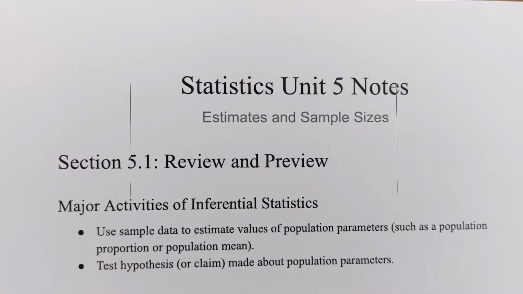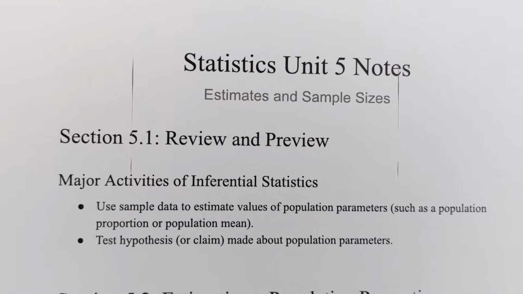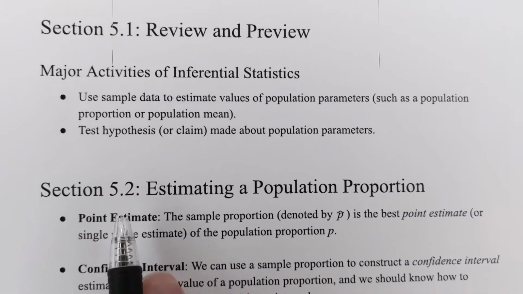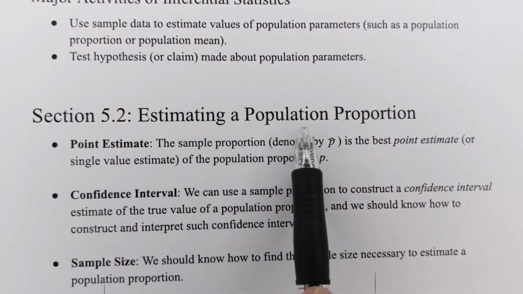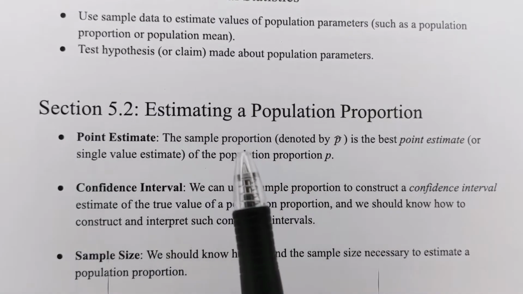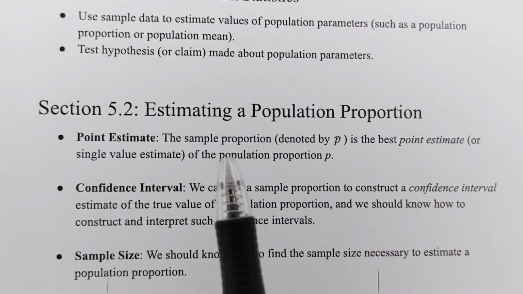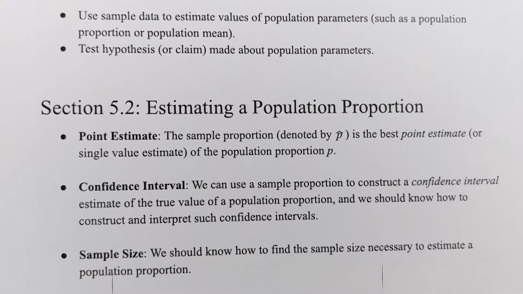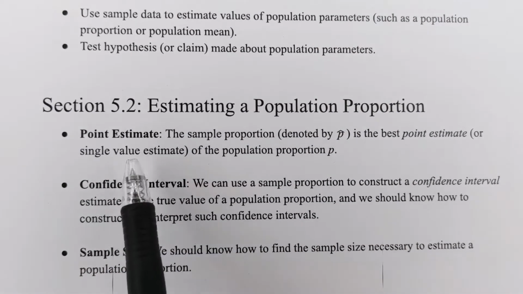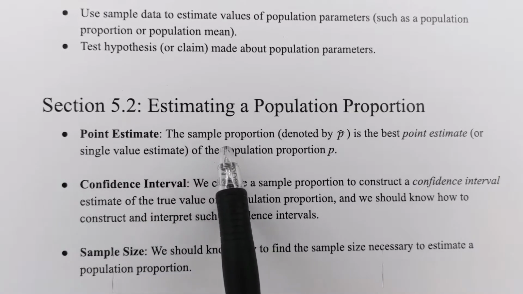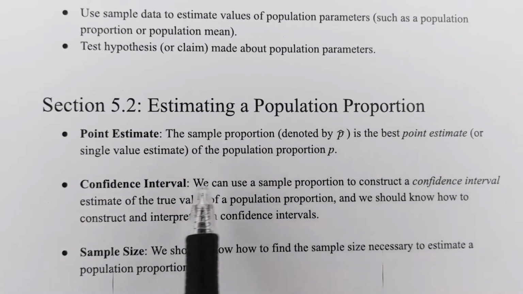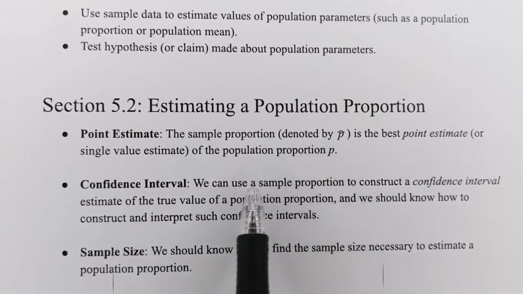All right, so you've got the notes for section 5.1 and 5.2. So we'll start here on 5.2, estimating population proportion. So this unit deals with making estimates and sample sizes, or making estimates for a population based off of a sample, essentially. So you have a point estimate. The sample proportion, denoted by p-hat, is the best point estimate of the population proportion.